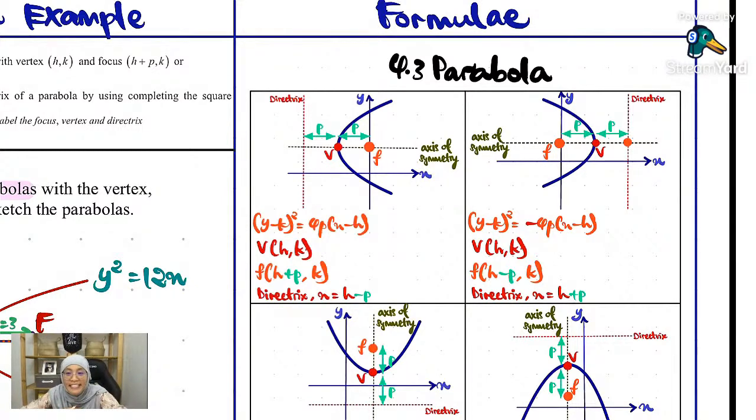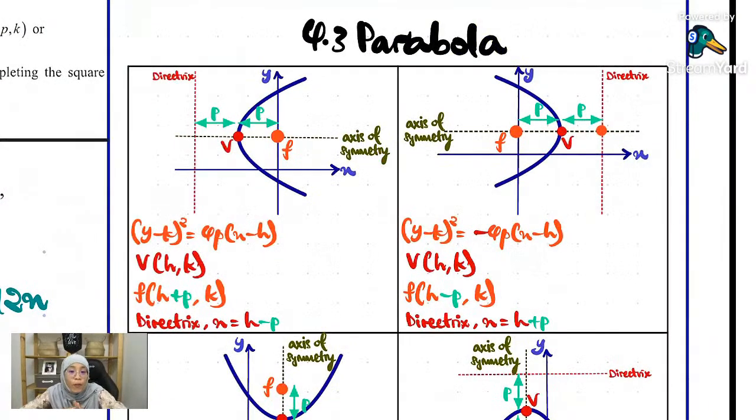Hello, my H17, H16, H18 and H40. Welcome to the 4.3 Parabolas. Okay, so you can have a look at your notes there or have a look at this screen now. So we are going to learn the 4.3 parabola.